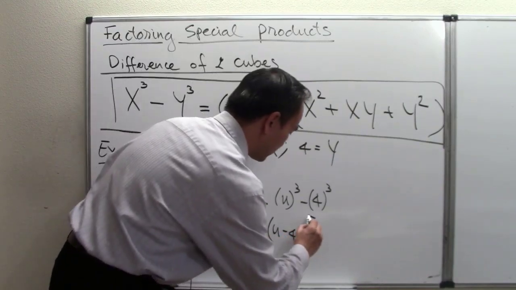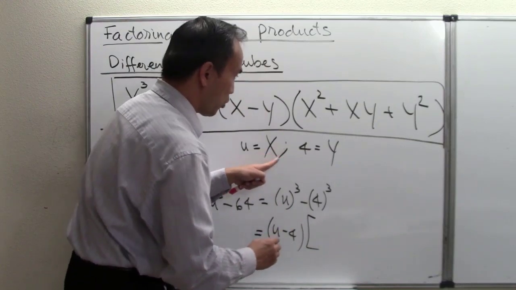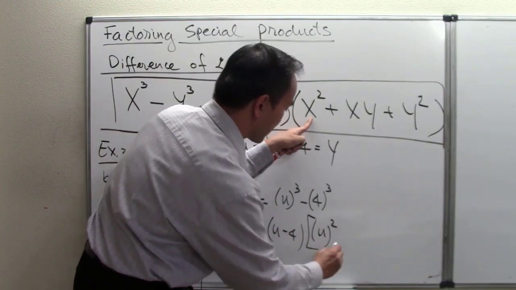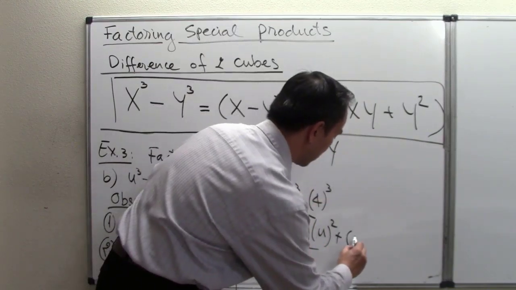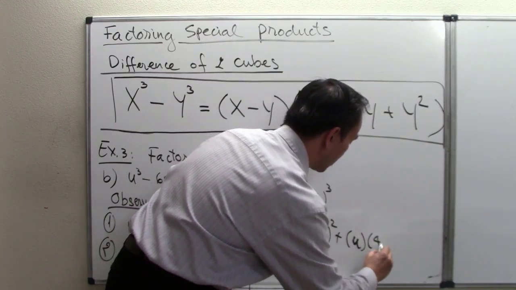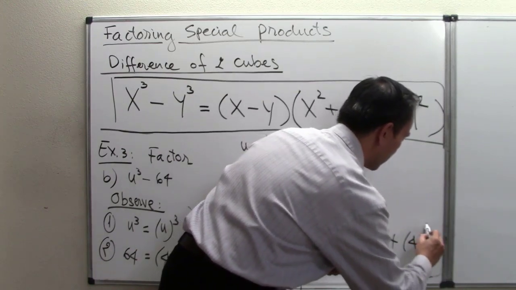And then I'm going to open square brackets for now. See, x squared, but in our problem right here it's going to be u squared plus, now xy, but x is u and y is 4, so it's going to be u times 4, and then plus one more term, 4 squared.